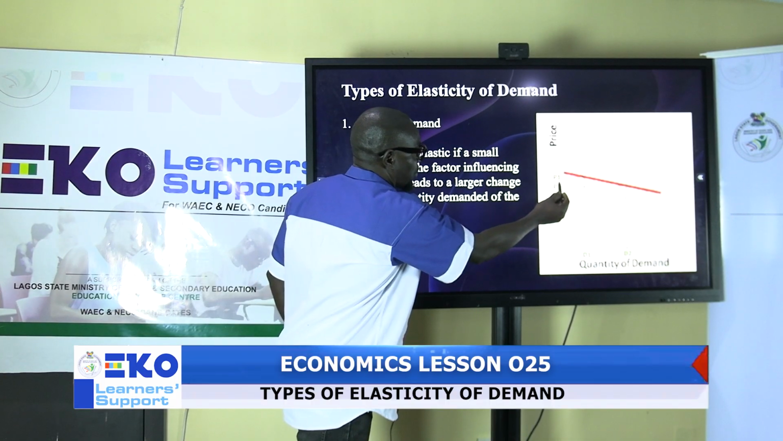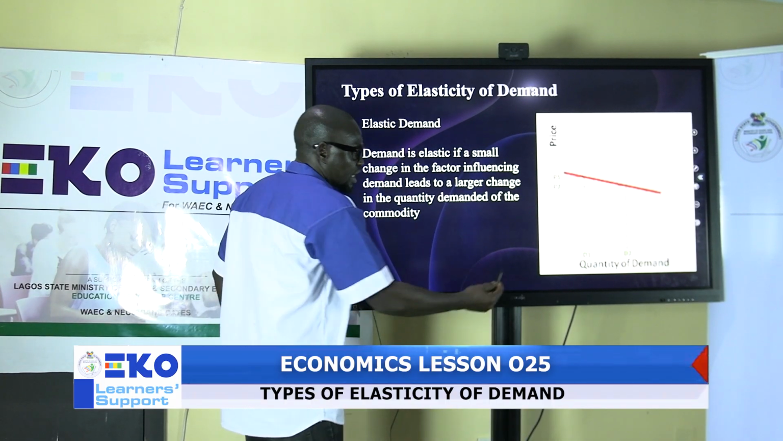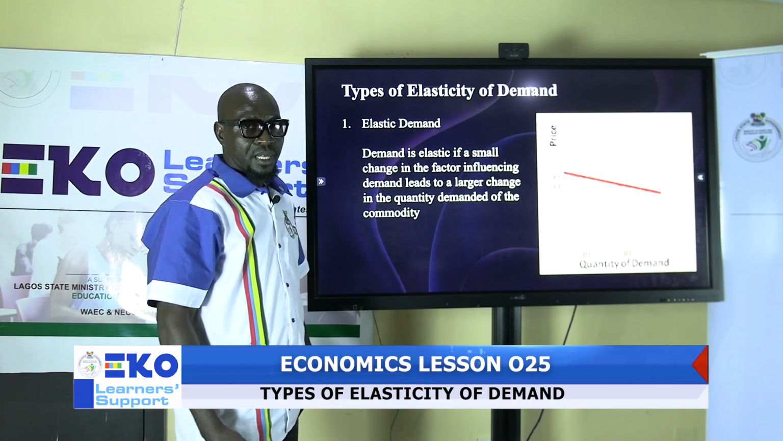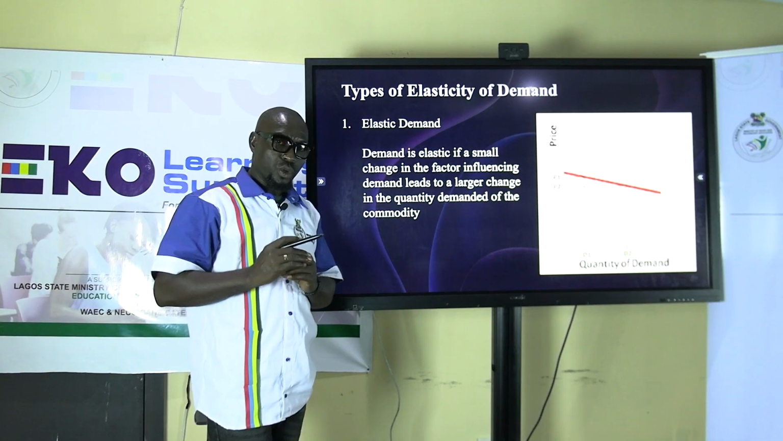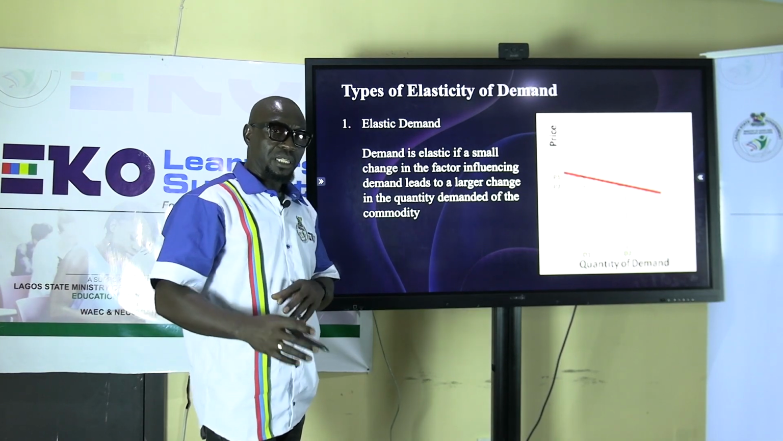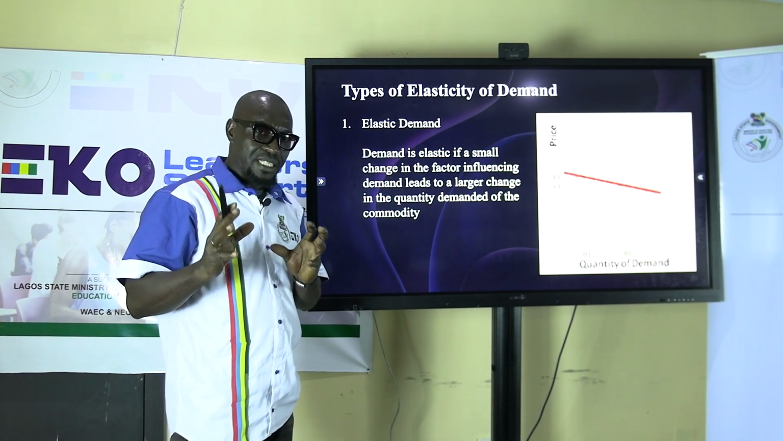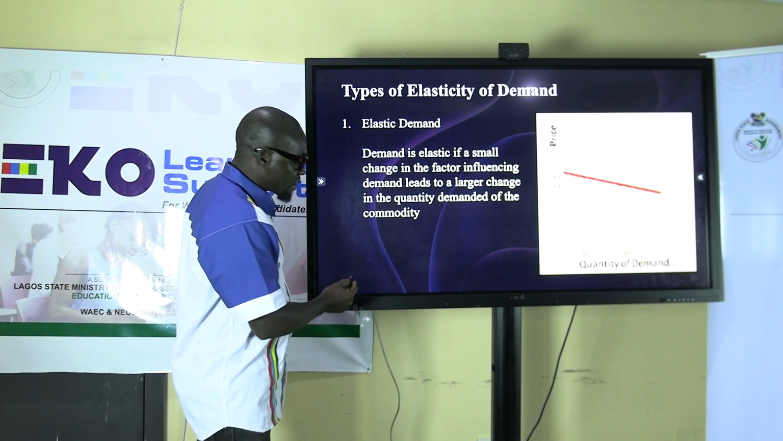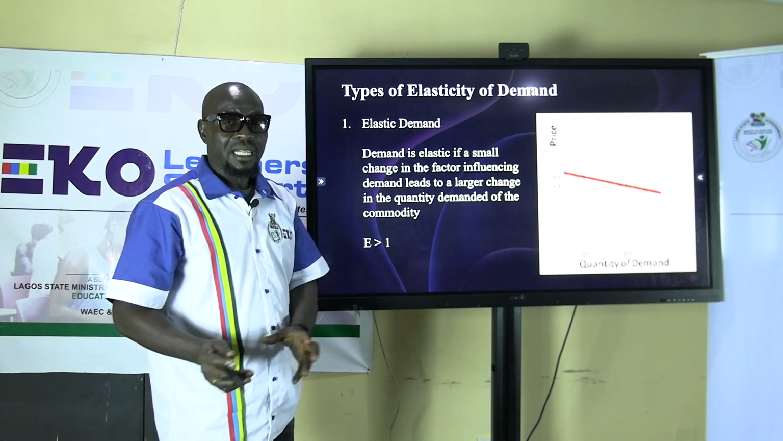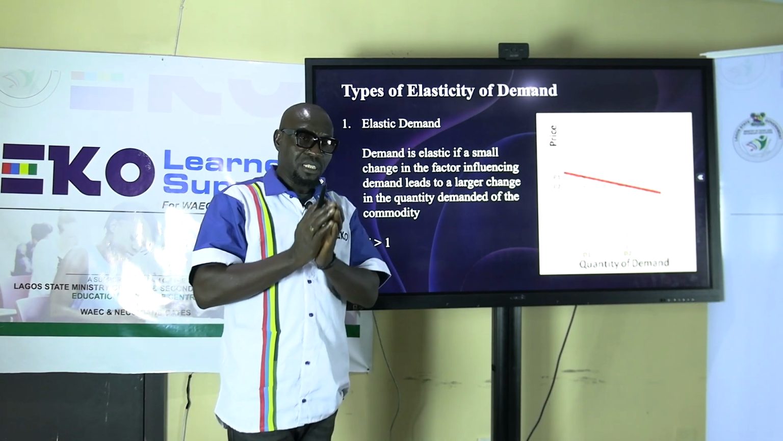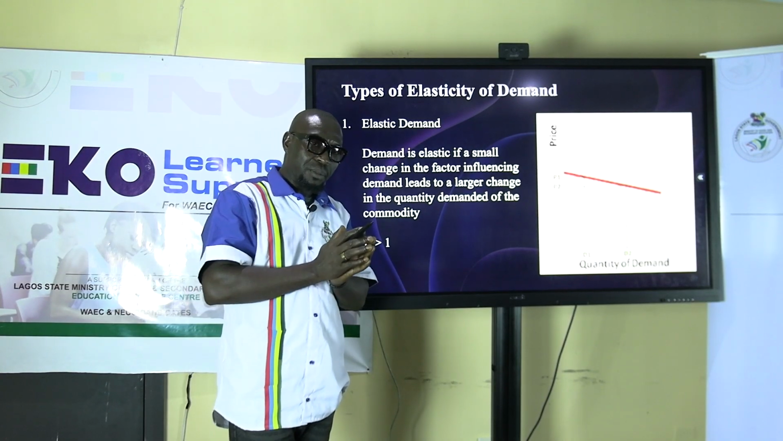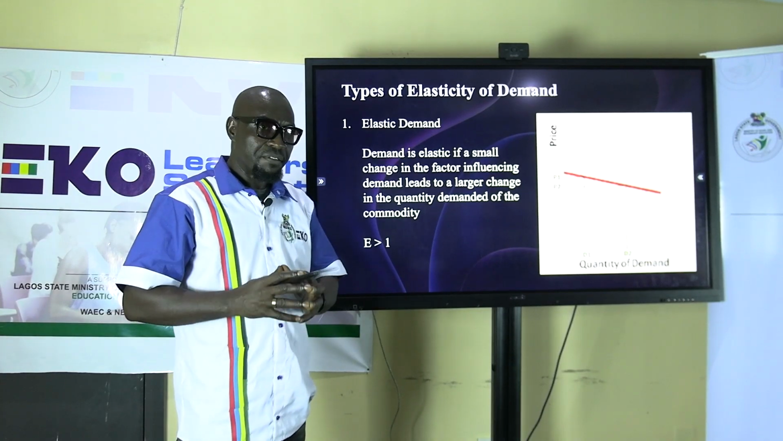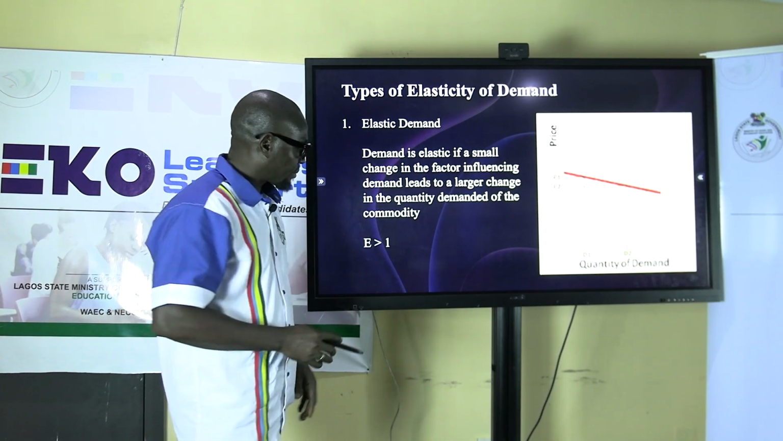So if this, for example, were a 10% change in price, the change in quantity demanded here could be about 40% or more. So we say a small change in price leads to a larger change in the quantity demanded of the commodity. Where that is the case, we say demand for that commodity is elastic. And the coefficient of elasticity is greater than 1. So when you calculate the ratio of the change in quantity demanded to the ratio of the change in price of that commodity, you get a value that is greater than 1.